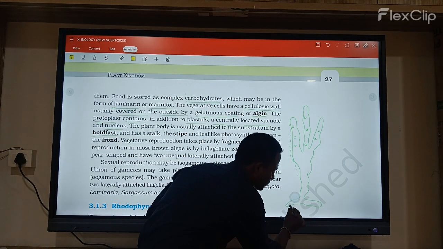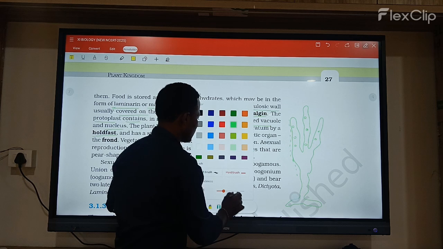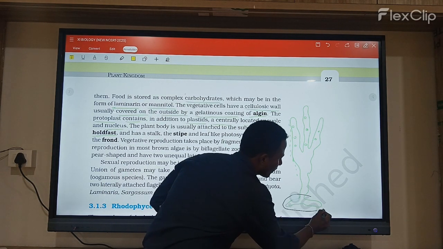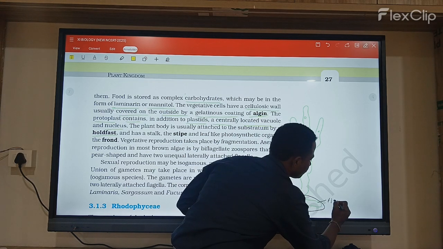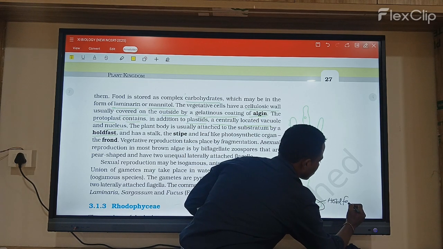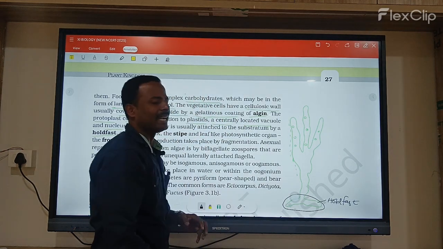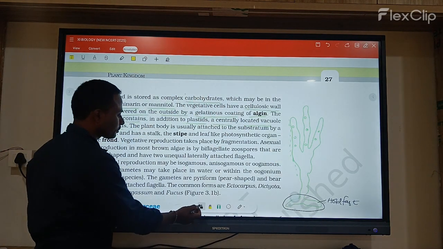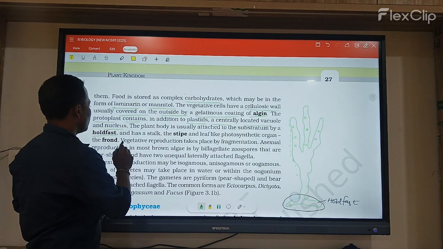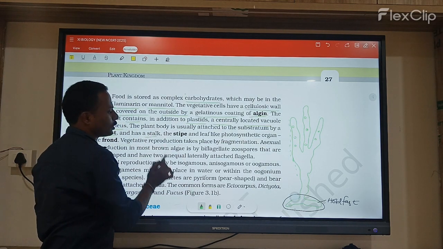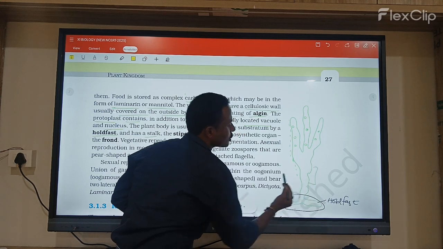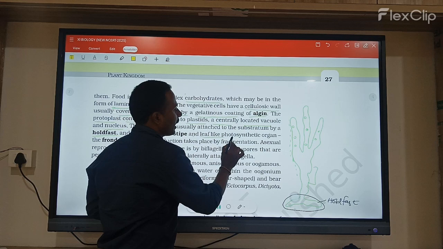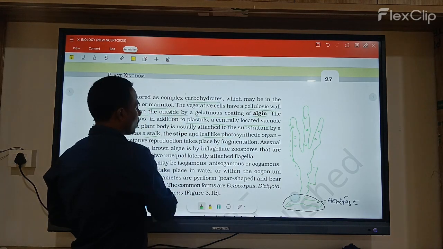See, there is a substratum present. This is called what? This spot is called a holdfast. The holdfast helps in attachment to the substratum. Next, there is also a stalk present. This part is called the stalk, or stipe, and the leaf-like photosynthetic organ is called a frond.